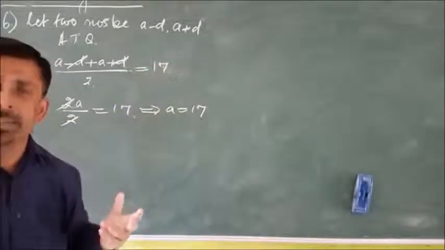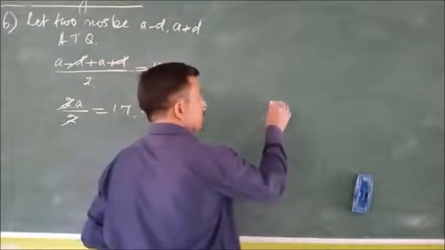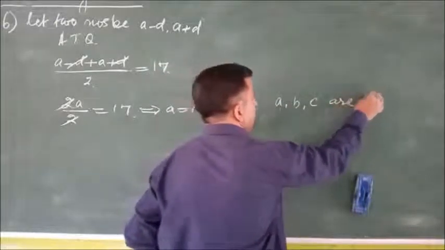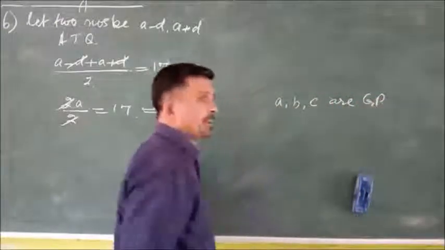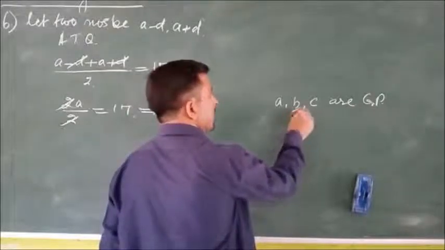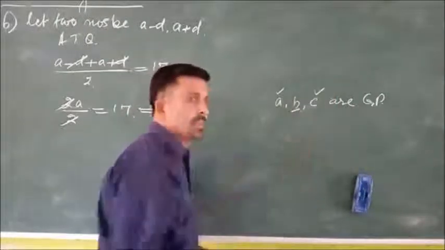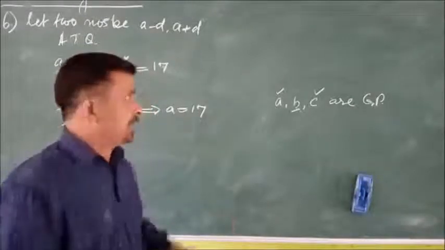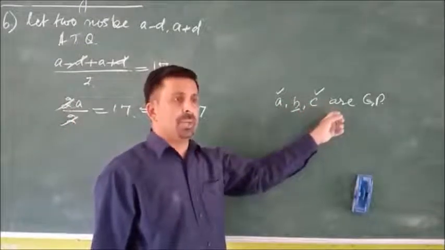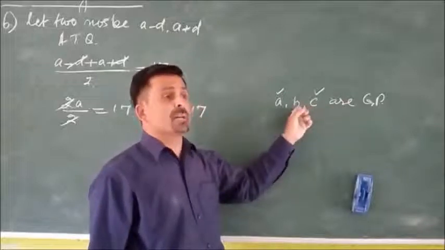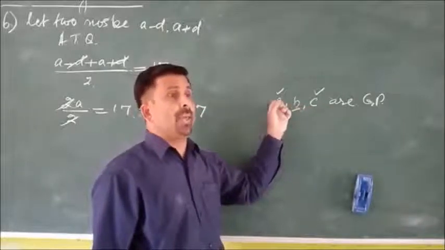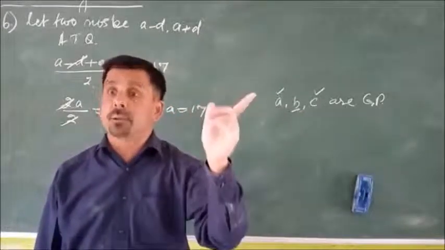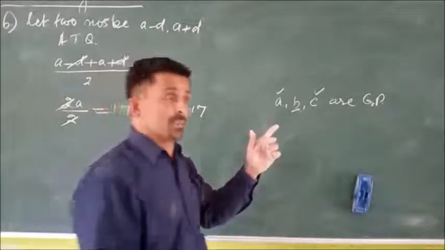Just 2 days before, I taught you that if A, B and C are in GP, then B is said to be the geometric mean of A and C. If the three terms are in GP, the middle term is the geometric mean of A and C. Similar thing I taught you for the arithmetic mean also.